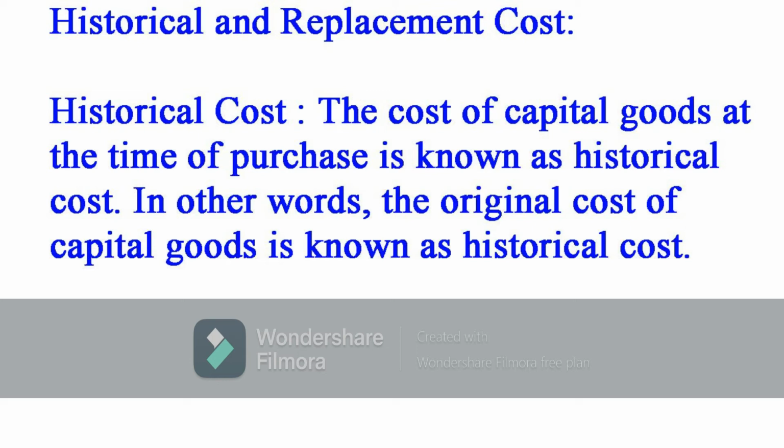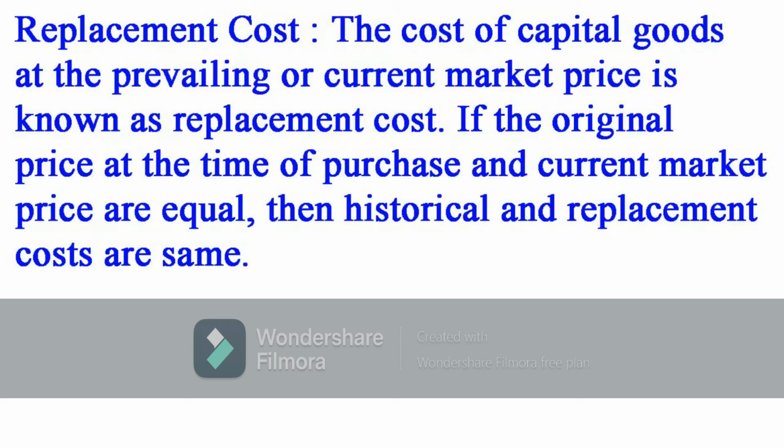Next, another one, historical cost and replacement cost. The historical cost. The cost of capital goods at the time of purchase is known as historical cost. In other words, the original cost of the capital goods is known as historical cost. On the other hand, the cost of capital goods at the prevailing or current market price is known as replacement cost. If the original price at the time of purchase and current market price are equal, then historical cost and replacement cost are the same. If the original price of the capital goods is higher than the current price, then historical cost will be more than the replacement cost and vice versa.